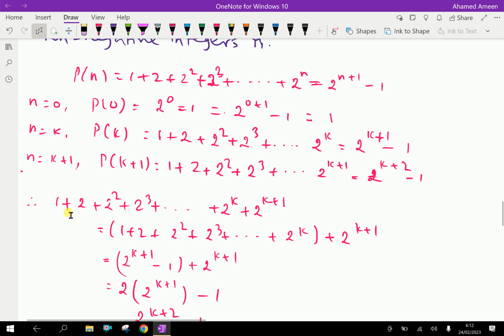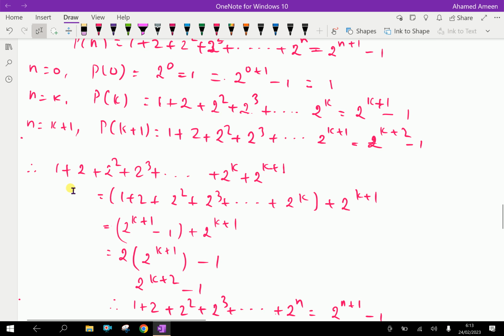Now, therefore, you can write the left hand side as 1 plus 2 plus 2 squared plus 2 cubed up to 2 power k plus 2 power k plus 1. Next, we have to substitute n as k plus 1, that is adding 1 to k. It's also true for this inductive step. That is, P of k plus 1 is 1 plus 2 plus 2 squared plus 2 cubed up to 2 power k plus 1, equal to the right hand side, 2 power k plus 1 plus 1 minus 1. Instead of k, we are using k plus 1, and another 1 is there, so k plus 2 minus 1.